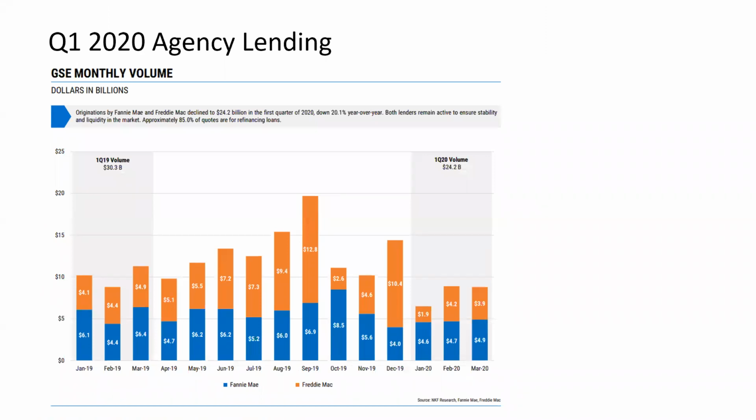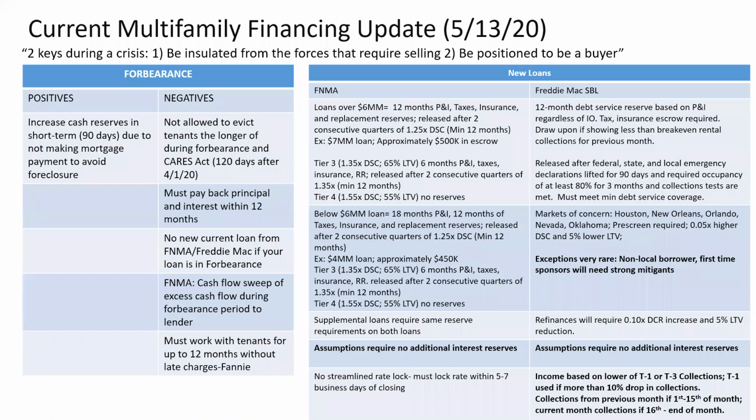And so in terms of debt, quarter over quarter, Q1 was down about 20% on the agency side. This is Fannie and Freddie. And then right now, about 85% of the loans are refinance loans that are being quoted. And so let's talk about Fannie and Freddie.